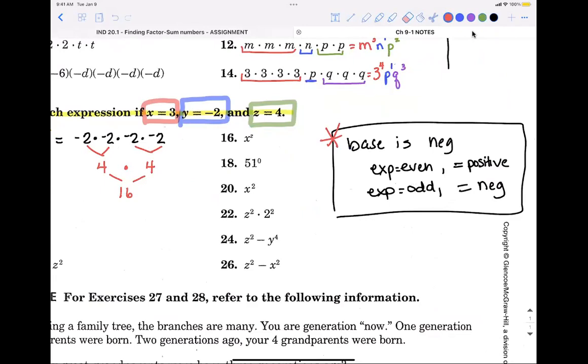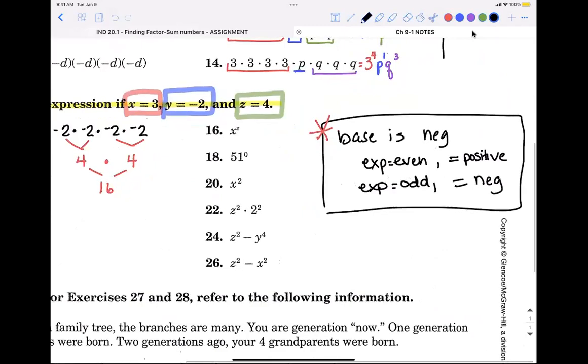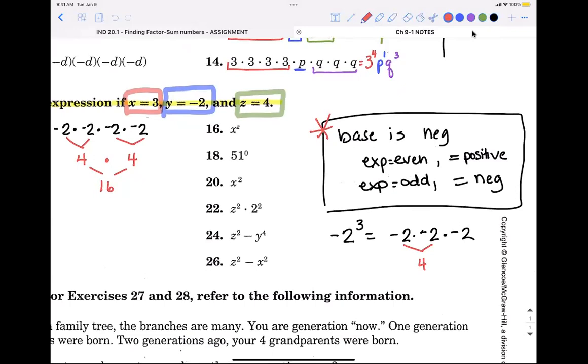And I'll show you why. I'll show you an example here. So we already took -2 to the 4th power and we got a positive 16, right? What if we take -2 to the 3rd power? Why would it be negative? Well, let's break this out. -2 times -2 times -2, right? -2 times -2 is +4. And then we have to multiply that times that remaining -2. And 4 times -2 is -8. So if your exponent is odd and your base is negative, your answer is going to be negative. If your exponent's even, it's always going to flip back to 2 negatives equal a positive.